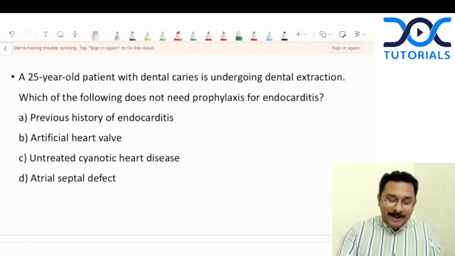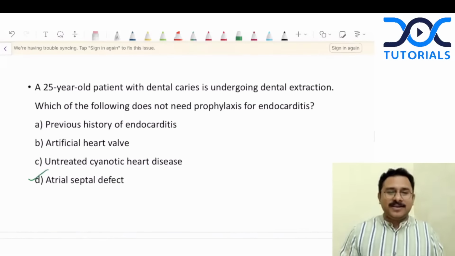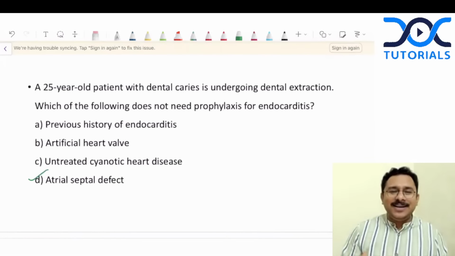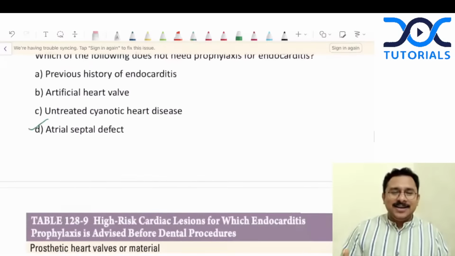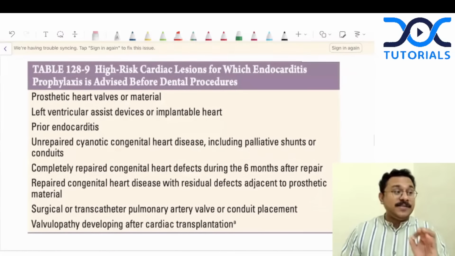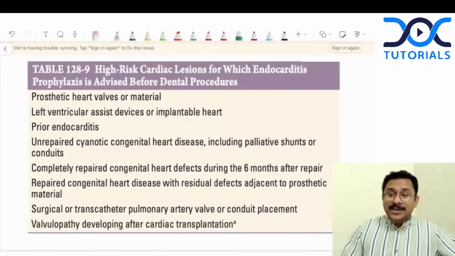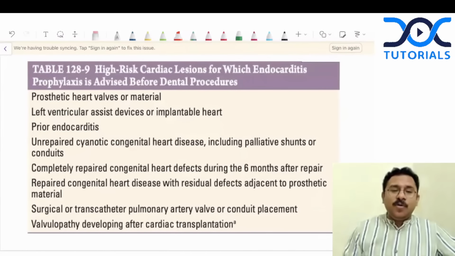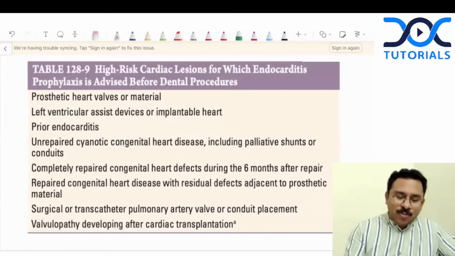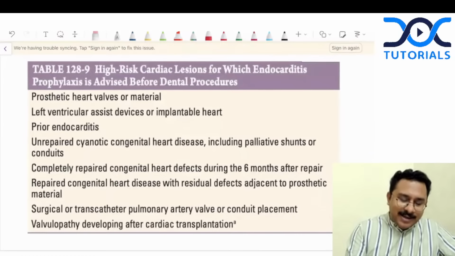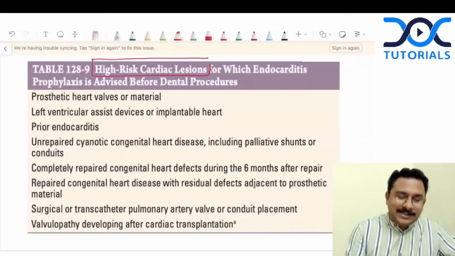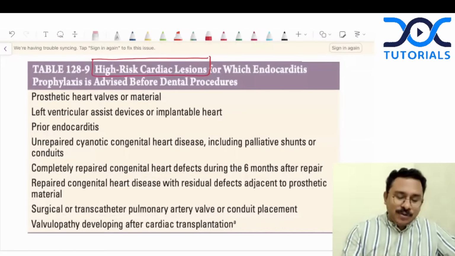Answer is option B, that is atrial septal defect. Because you should know that certain heart diseases have high risk, so you have to give prophylaxis. This is a very important table from Harrison. This has been asked 2 times before in INICET exams. So what are the high-risk cardiac lesions for which infective endocarditis prophylaxis has to be given before dental procedures?